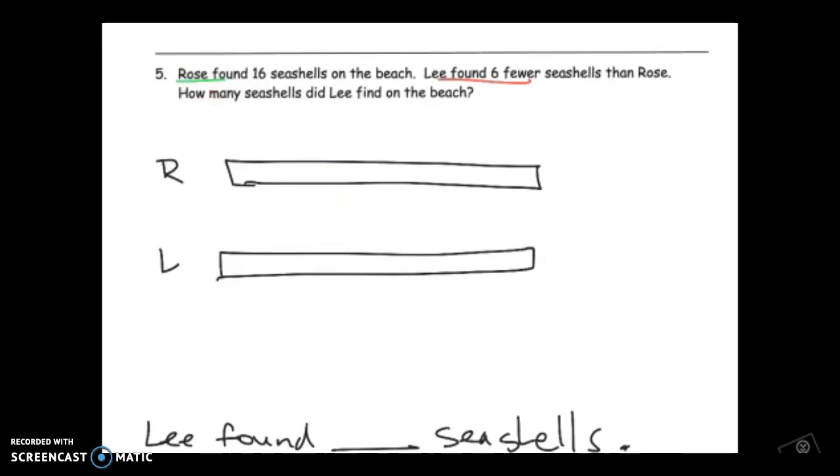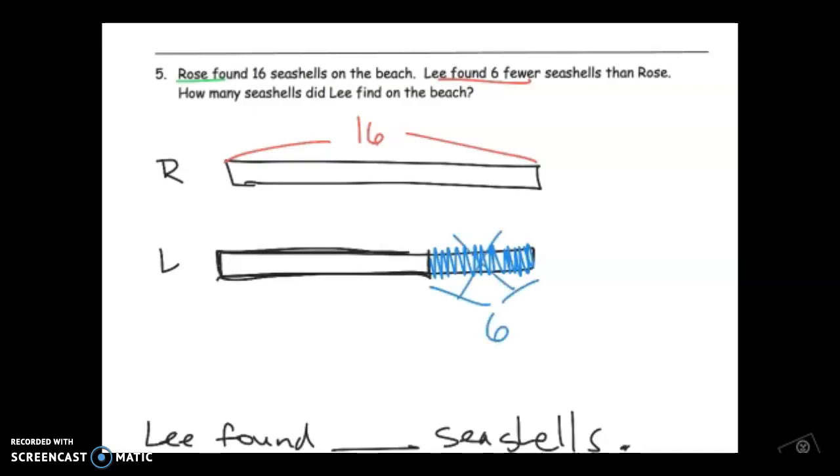So now we're going to go back and read the question. Rose found 16, so that means her tape right here, and I'll do it in red, is 16. Now it says Lee found 6 fewer seashells than Rose. So that means Lee's tape diagram has to be smaller. So I'm going to cross off some. It doesn't matter exactly how much of the tape, but we know that that part that I crossed off is equal to 6. So the question is, how many seashells did Lee find? So that means we're asking about this section right there.